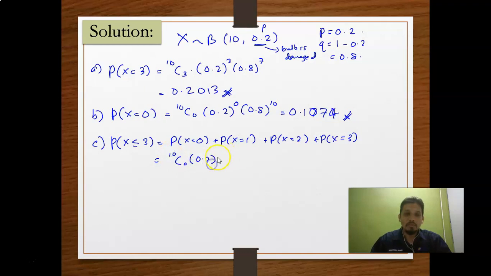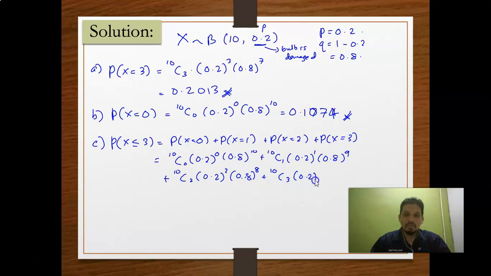10C0, 0.2 to the power of 0, 0.8 to the power of 10. Okay, this is for X equal to 0. For X equal to 1, it is 10C1, 0.2 to the power of 1 times 0.8 to the power of 9, plus, for X equal to 2, 10C2, 0.2 to the power of 2, 0.8 to the power of 8, 10 minus 2 equal to 8, plus 10C3, 0.2 to the power of 3 and 0.8 to the power of 7.